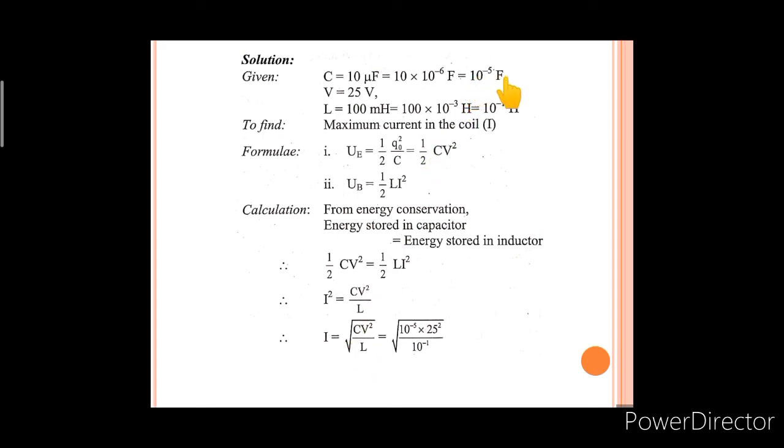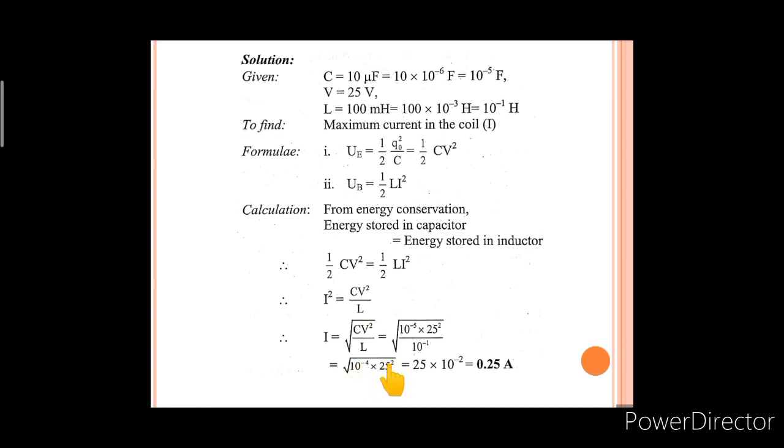C is 10 raised to minus 5 farad into V square, as V is 25, its square, upon L. L we are having now 10 raised to minus 1 Henry. So here we have to substitute the values and calculate it. So 10 raised to minus 5 upon 10 raised to minus 1. So this 10 raised to minus 1 in the denominator becomes 10 raised to 1. So this 10 raised to 1 into 10 raised to minus 5 will be 10 raised to minus 4 into 25 square. So it is to be written in the square root.